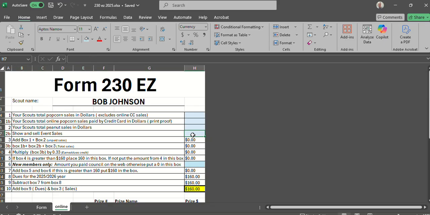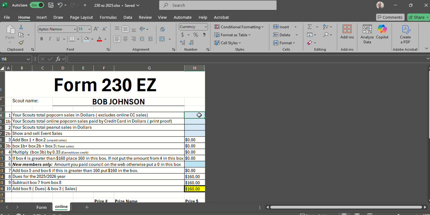And then event sales. So if you do show and sell with us at, for example, Lowe's, you'll get a dollar value that your Scout earns. Basically, we'll take the number of shifts or hours that people worked that day, how many dollars we sold at that event, divide it up, and you'll get an email saying, okay, your Scout earned $70 towards their prizes and dues by working at that event for a certain period of time. So put that dollar value here. If they worked multiple events, you can add those two or three together and put it there.